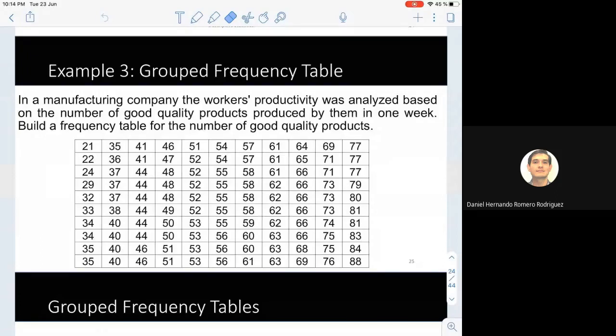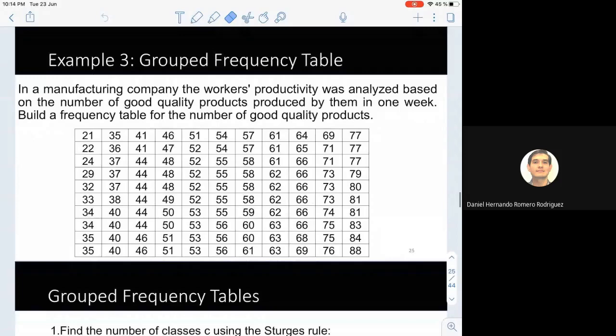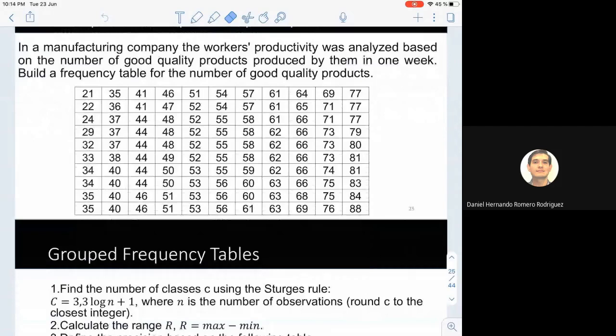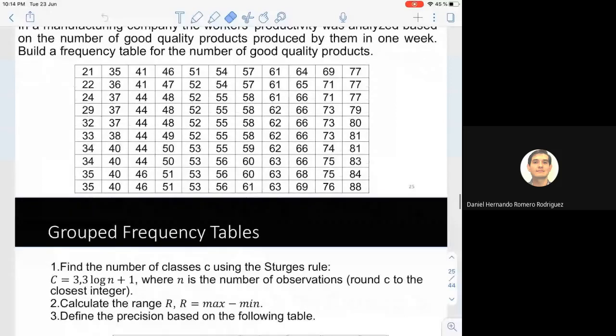In a manufacturing company, the workers' productivity was analyzed based on the number of good quality products produced by them in 1 week. Build a frequency table for the number of good quality products. So if we check this variable, for sure this is a discrete variable. It's a counting process.